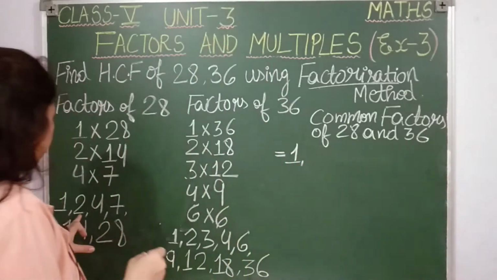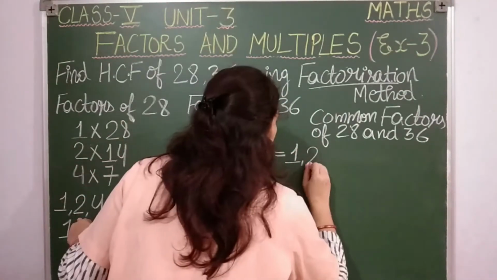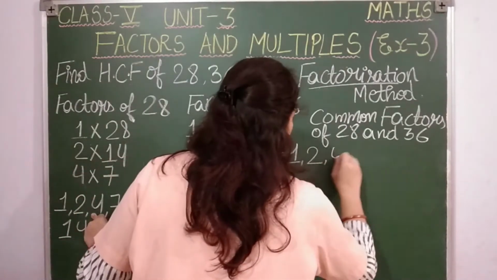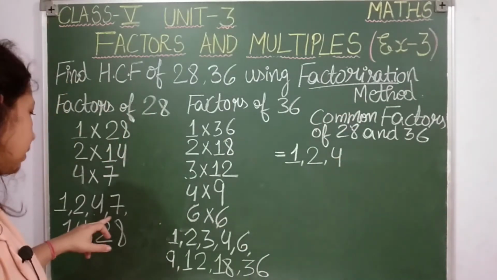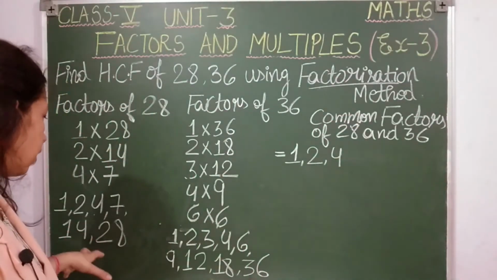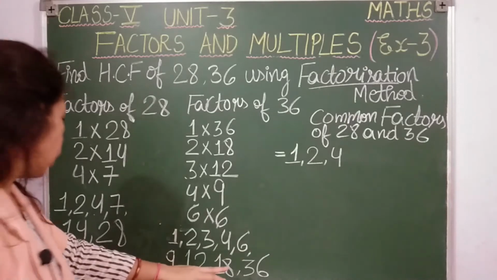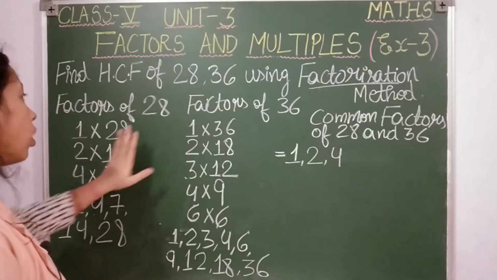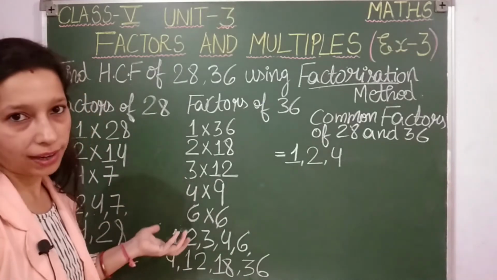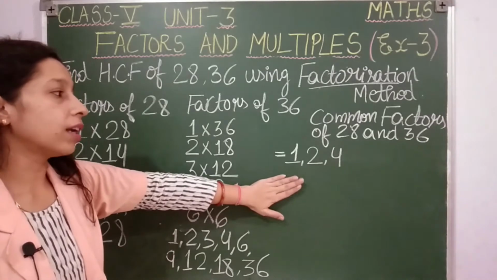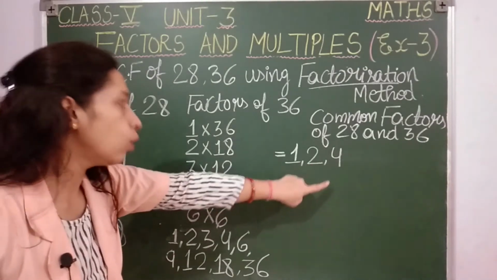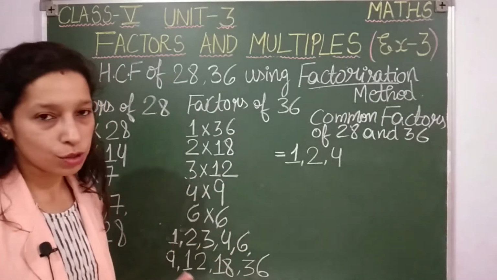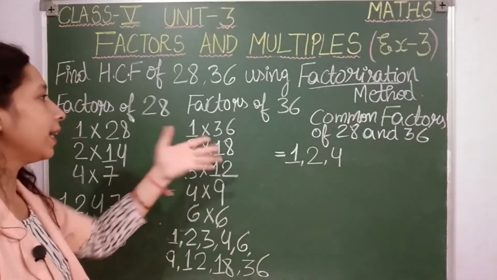Okay, students. Then 2. Both the numbers are exactly divisible by 2. Then 4 also. 4 divides 28 as well as 36. Then 7, 14, 28. These three factors are not common for 36. For 36 it is 6, 9, 12, 18, 36. These numbers are not dividing 28 exactly, so these are not the factors of 28. But here we got our three common factors, students. These three factors are able to divide 28 and 36 together. Understood, students? So these are the common factors between 28 and 36.